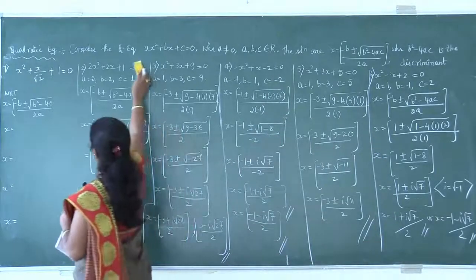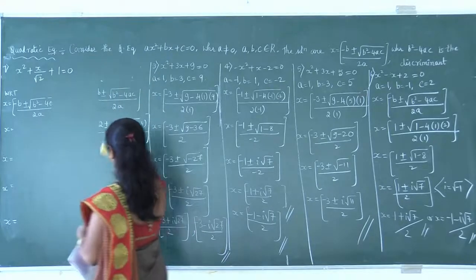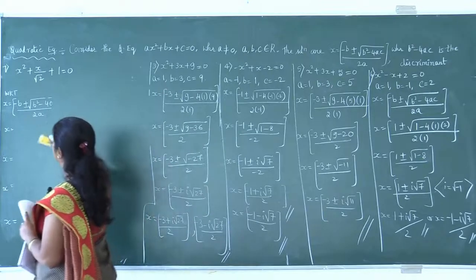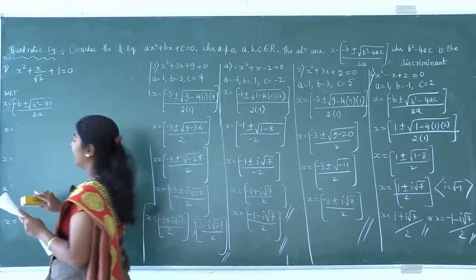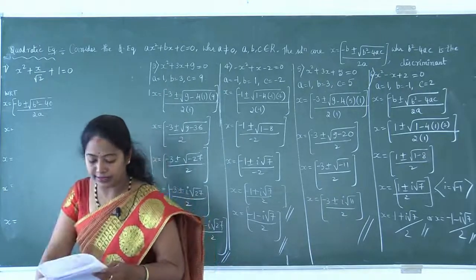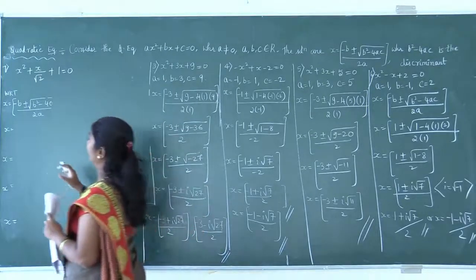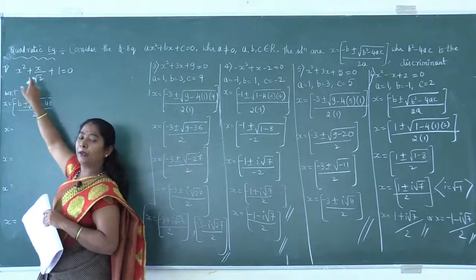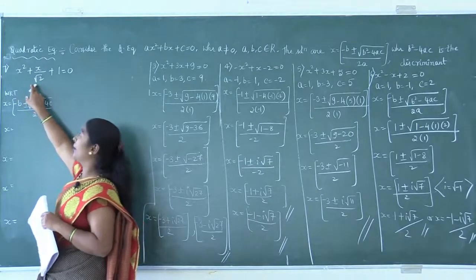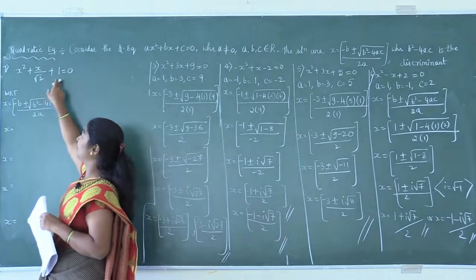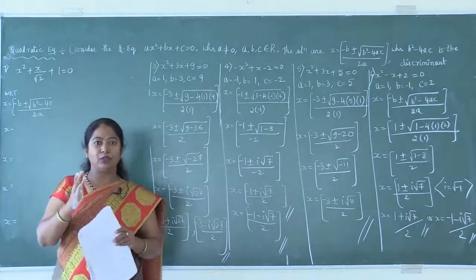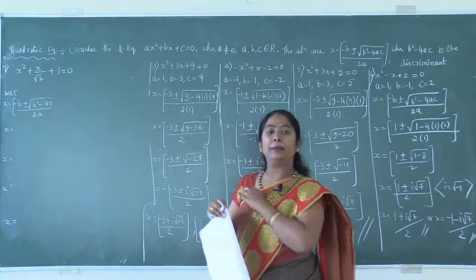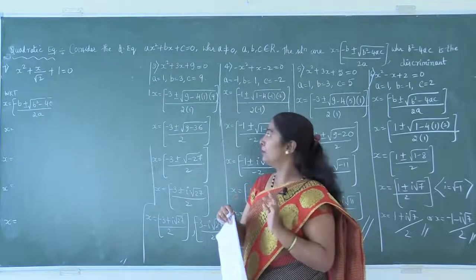So, moving on to the seventh problem now. What is the seventh problem here? x square plus x by root 2 plus 1 is equal to 0. What is the value of a here? One way of solving: the value of a is 1, the value of b is 1 by root 2, and the value of c is 1.